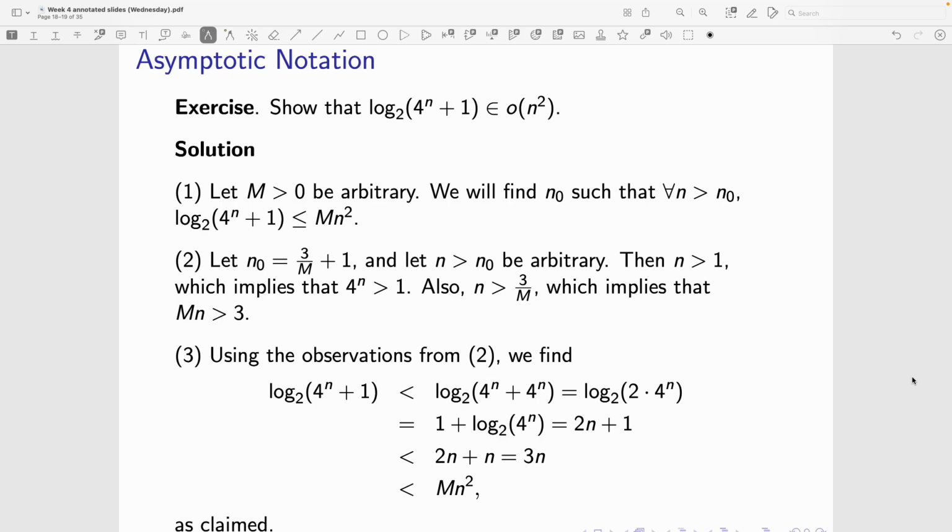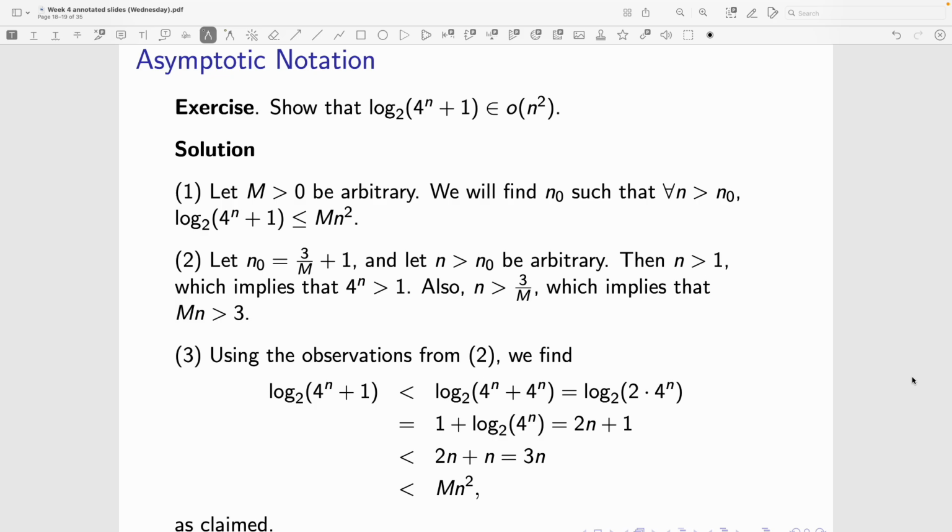I think this is our last example of showing these things from the definition. We're going to show that log base 2 of 4 to the n plus 1 is in little o of n squared.